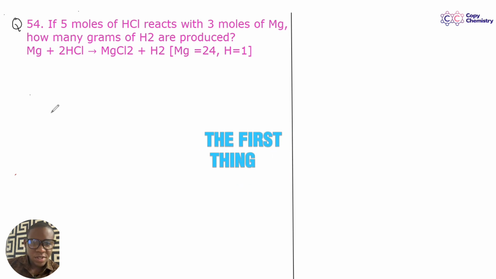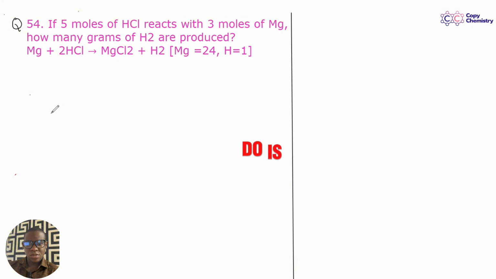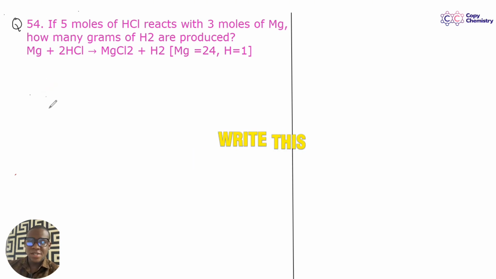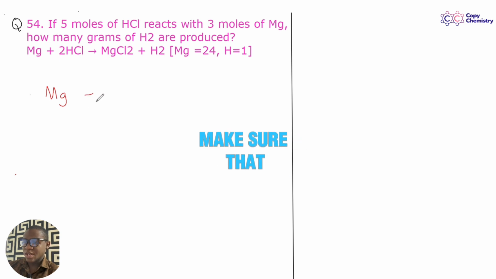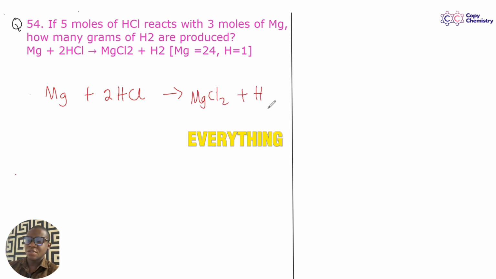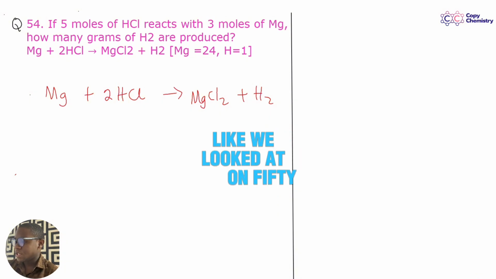And the first thing I want to do is to write this equation out again and make sure that it's balanced. So 2HCl, that's hydrochloric acid there, plus Mg gives MgCl2 and H2. Everything looks pretty balanced here, just like we looked at on 53.